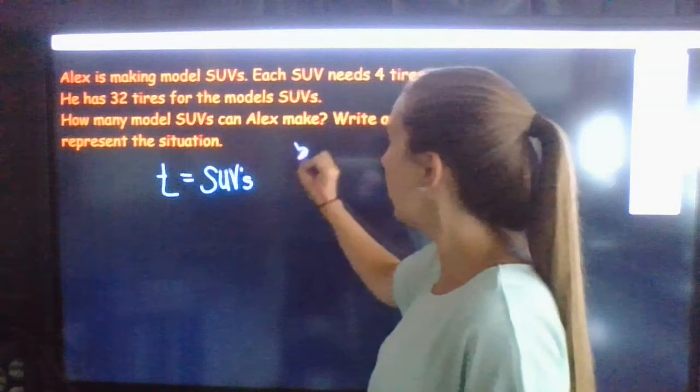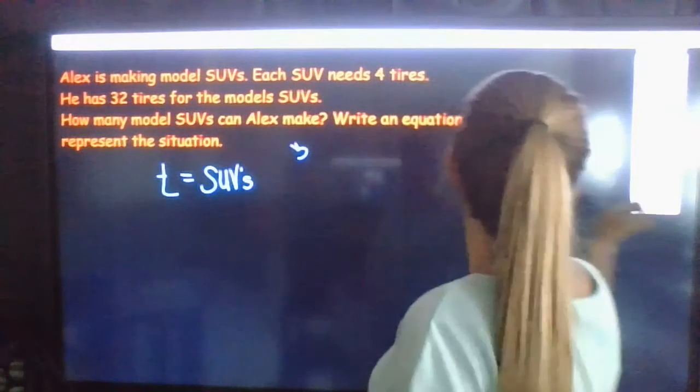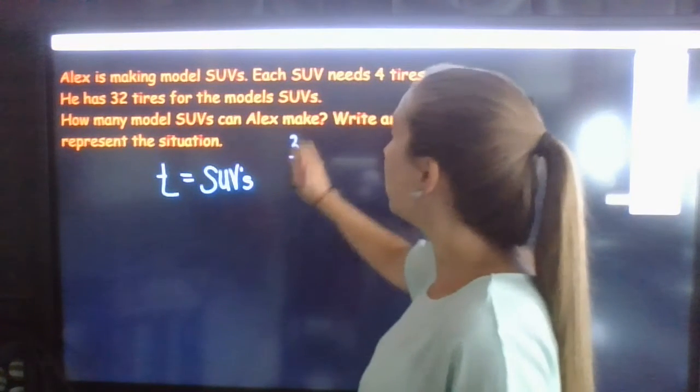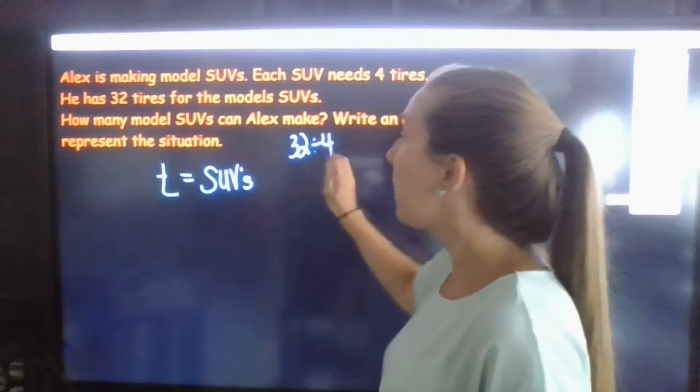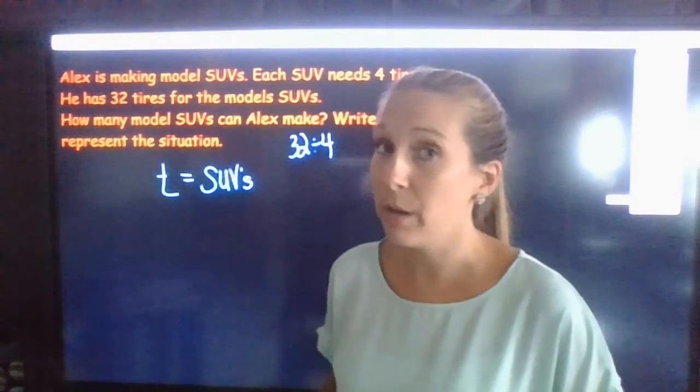So I would have said, something's going on with my pen here. 32 divided by 4. So that's what I would have done to solve this in elementary school.